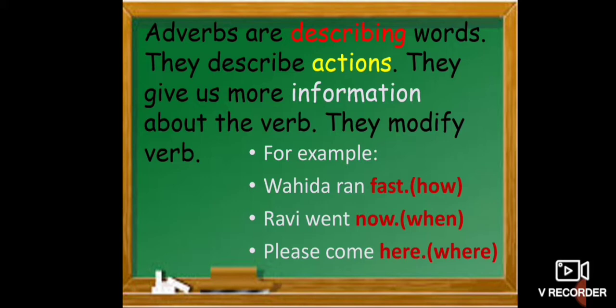adverb. Ravi went now. Now ask the question when to the verb went. When did Ravi go? Ravi went now. All right. So the word now tells you more about Ravi's going. So that is an adverb.